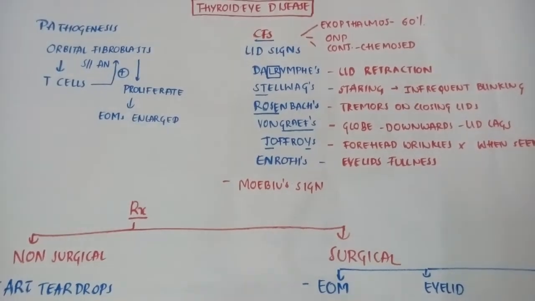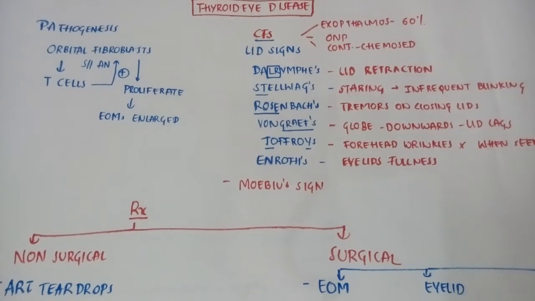Thyroid eye disease, also called Graves' ophthalmopathy. It is most commonly seen in females, in those who smoke, and in middle age. Pathogenesis: it is an autoimmune disease.